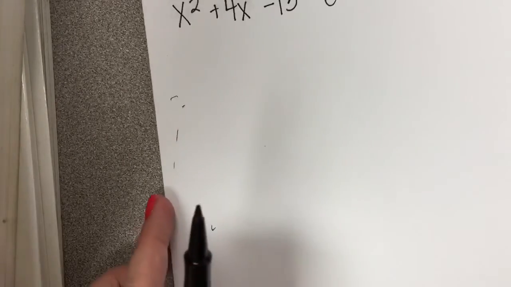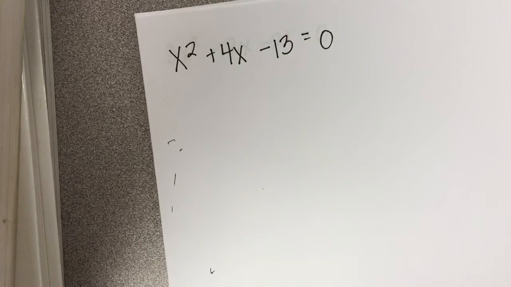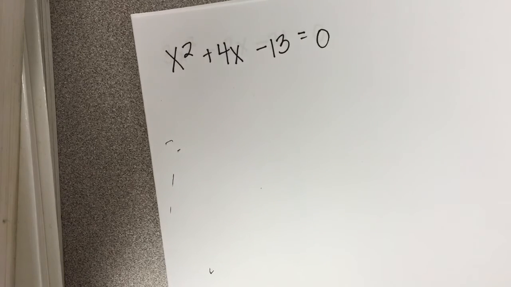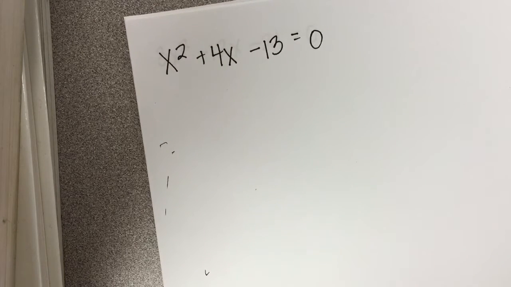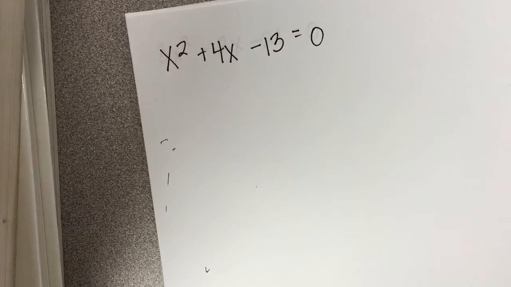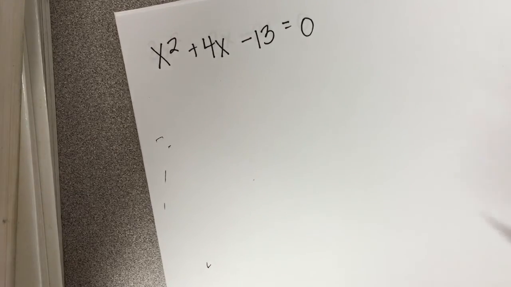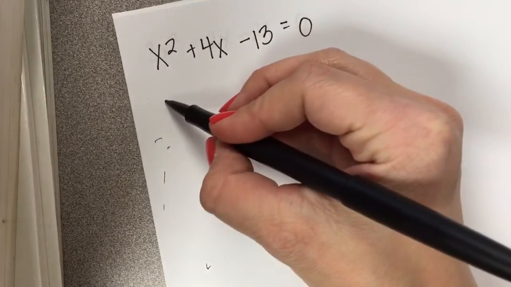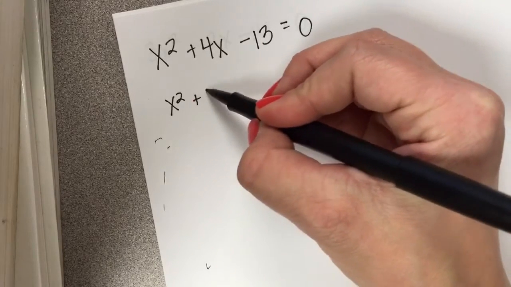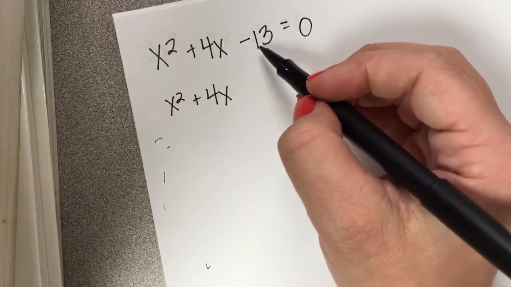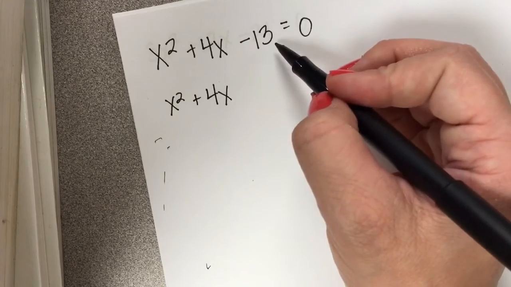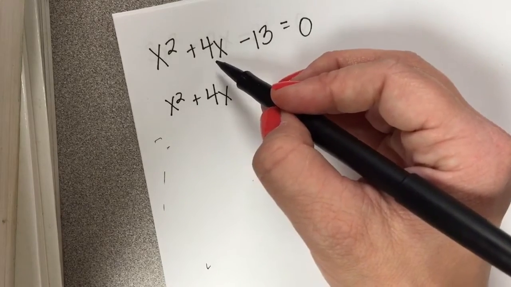Okay, so this next one I have is x squared plus 4x minus 13 is 0. If you want to pause it and try it yourself and see if you can get it, that would be great. Okay, so let's do this. X squared plus 4x. Oh, there's nothing that I can multiply together to make negative 13 that's going to add to give me 4.